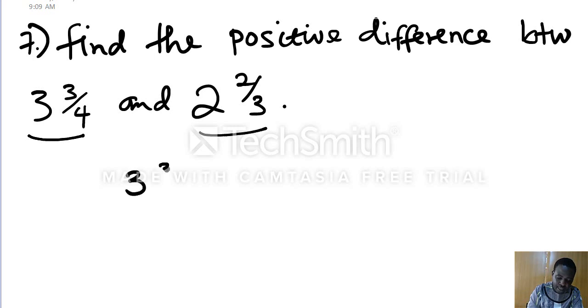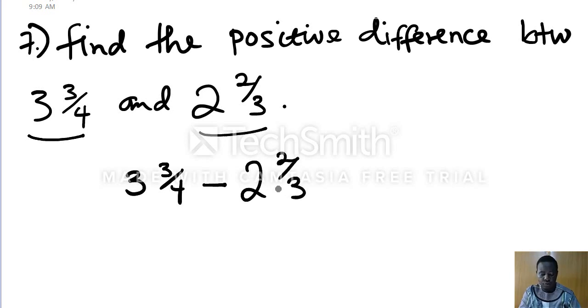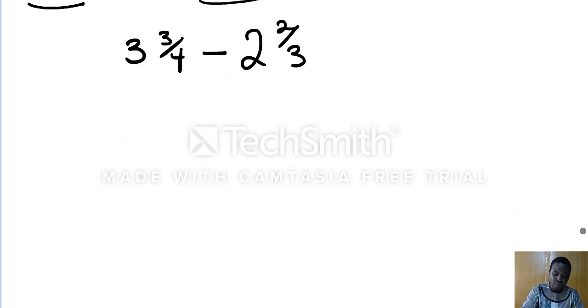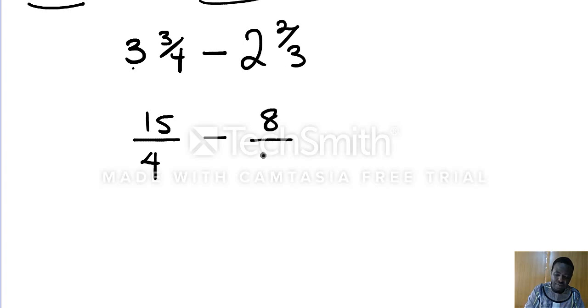So this is going to be 3 3/4 minus 2 2/3. There are so many ways you can solve this, but to make it easier, you just have to express each of them as improper fractions, and then you subtract. This is going to give us 3 times 4 is 12, 12 plus 3 is 15 over 4. So 3 3/4 is equivalent to 15 over 4, minus 3 times 2 is 6 plus 2 is 8 over 3.